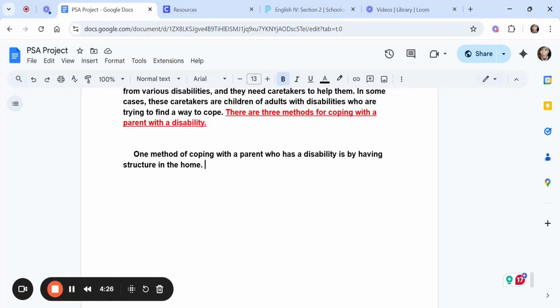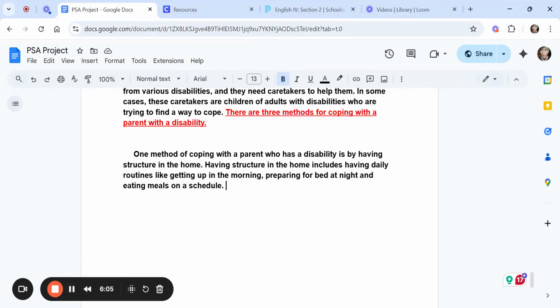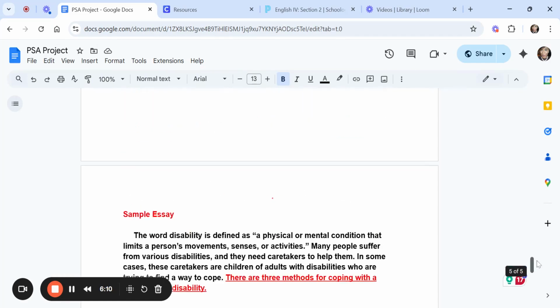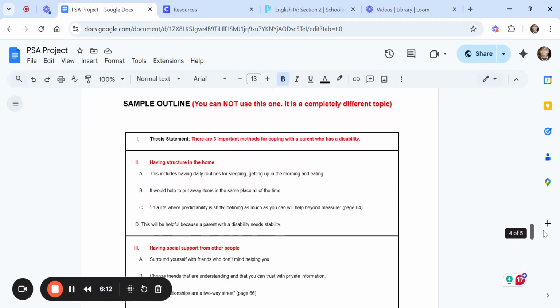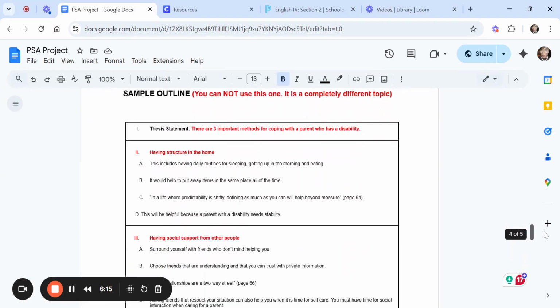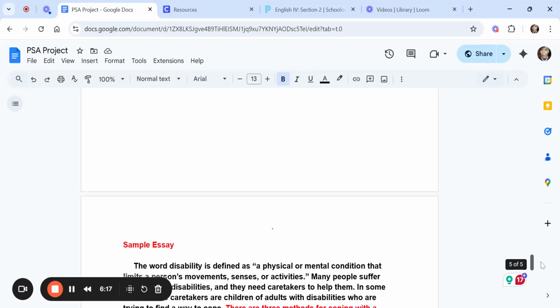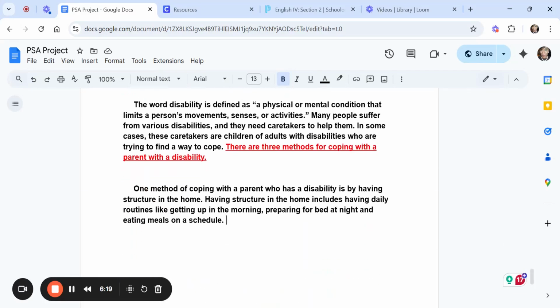So the first detail I have is this includes having daily routines for sleeping, getting up in the morning, and eating. So write that, but since I'm writing an essay, I'm going to be a little more savvy with it and use better vocabulary. The next sentence I have in my outline is, let's scroll back up to the outline. It would help to put away items in the same place all of the time. I'm just going to add that sentence to my paragraph.